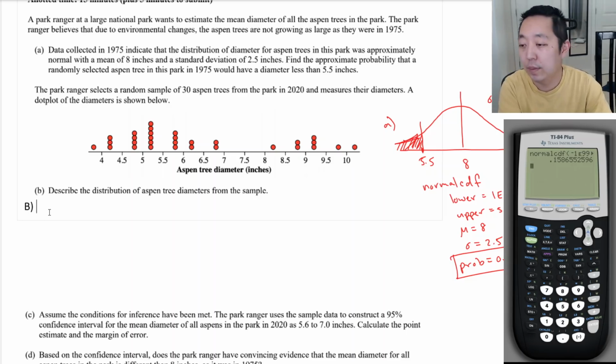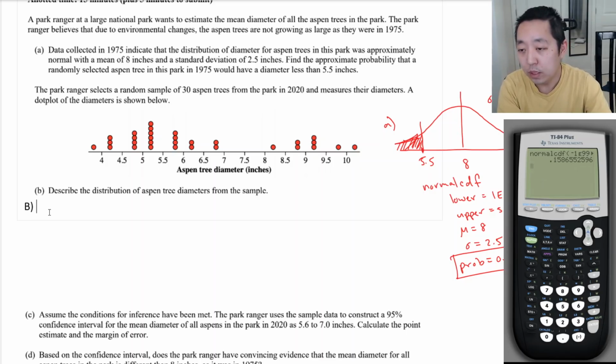So let's describe the distribution. Now, there's always 4 characteristics you want to talk about for distributions. You want to talk about the shape, any skewness, any outliers, and you want to talk about the center. Those are 4 characteristics you always want to hit when you're answering the distribution question here. Okay, so describe the distribution of the aspen tree diameters from the sample?